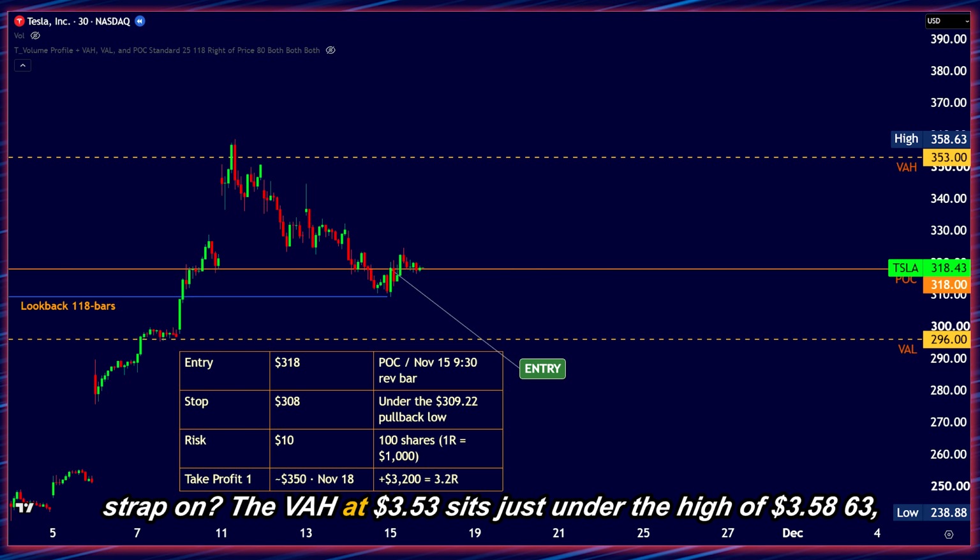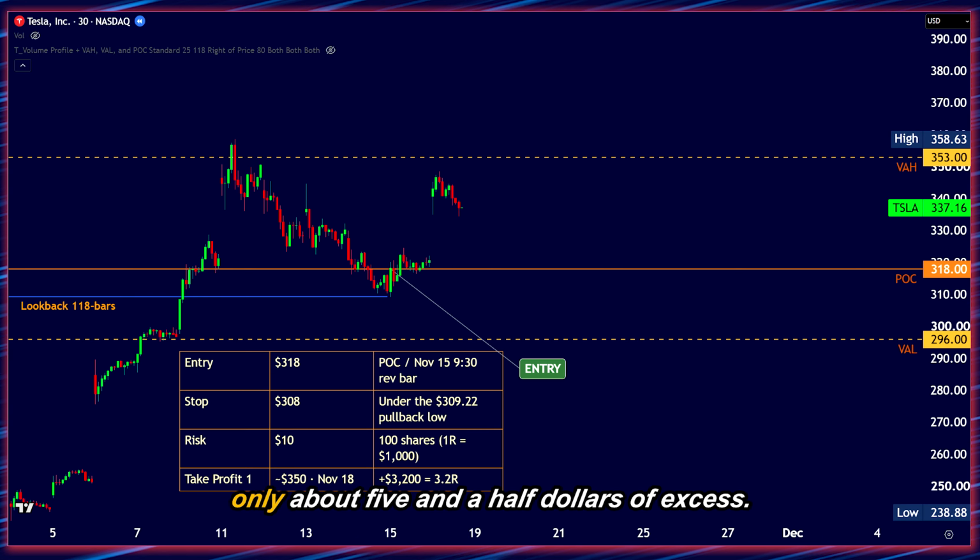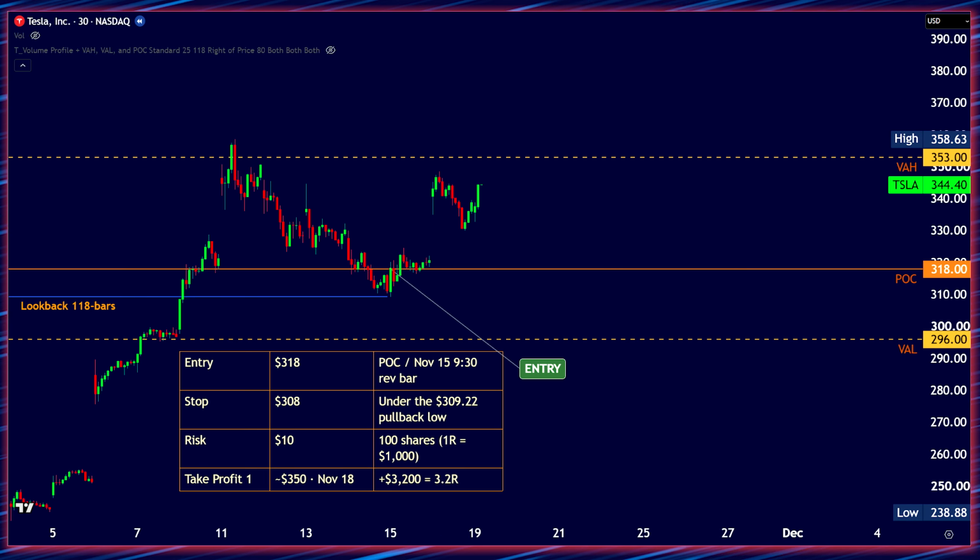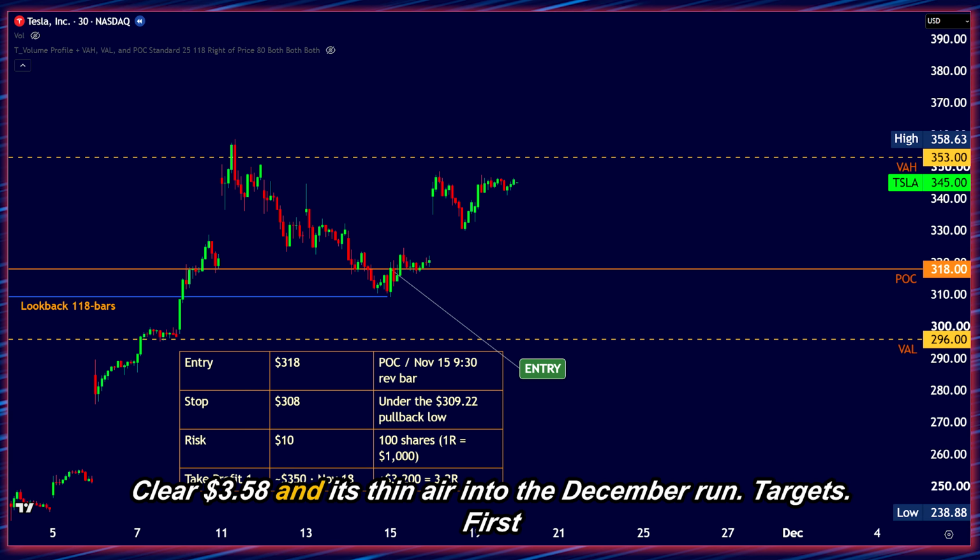The VAH at 353 sits just under the high of 358.63, only about $5.50 of excess. Value built almost all the way to the high. Clear 358, and it's thin air.